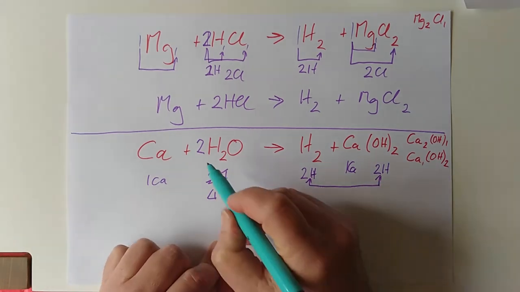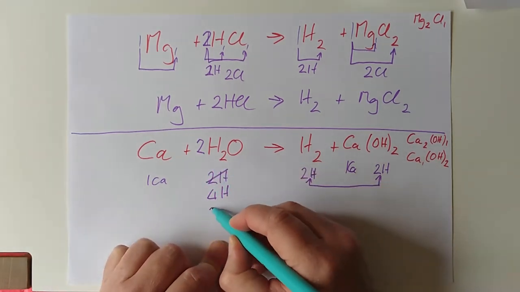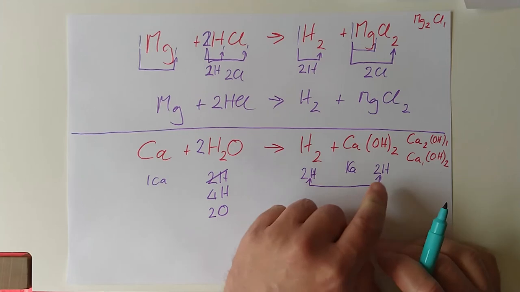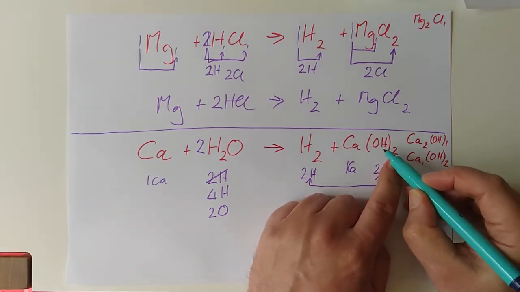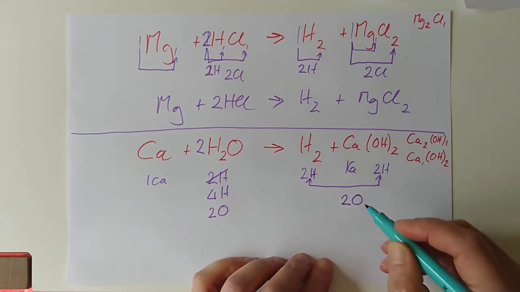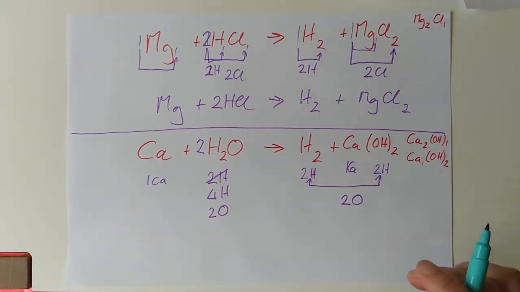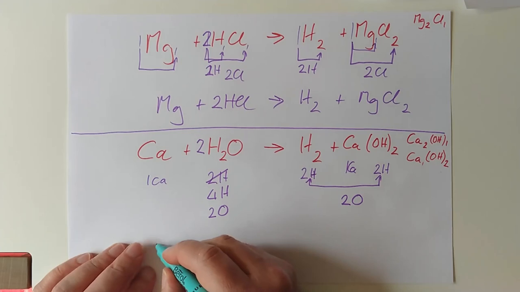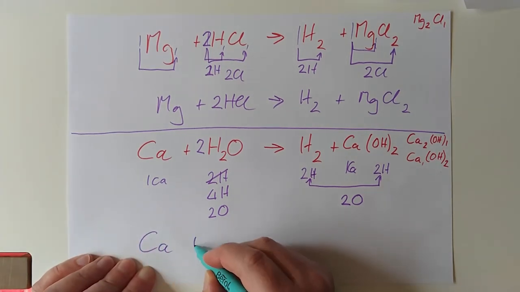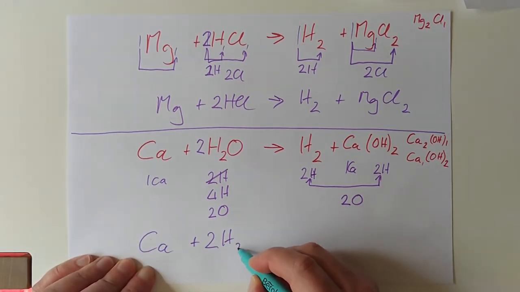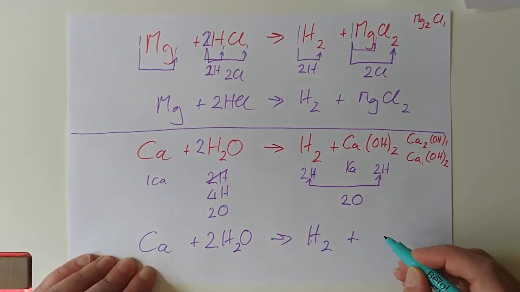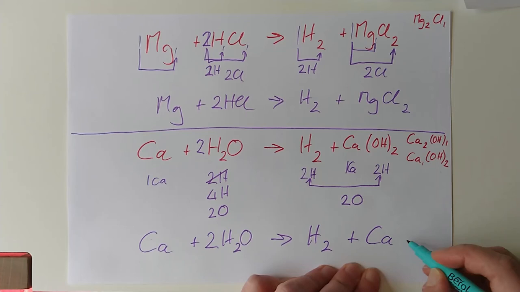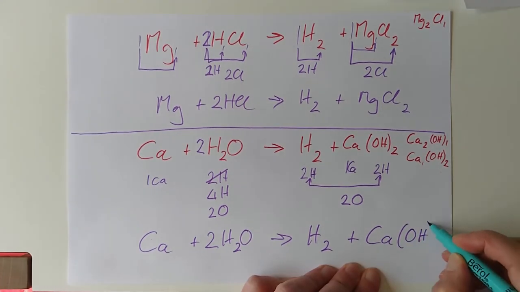Let's check it out. 2 times 1, so there are 2 oxygens here. On this side, looks like there's only 1 oxygen at first, but look, remember, there's 2 of them. Wonderful. So in fact, that's everything completely sorted. This final equation is calcium reacts with 2 lots of water to make hydrogen gas and calcium hydroxide.